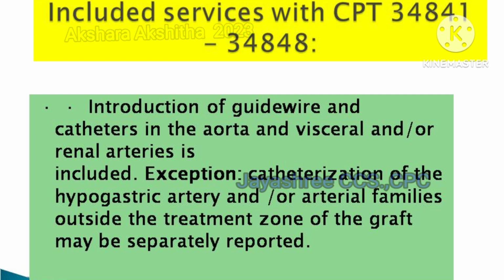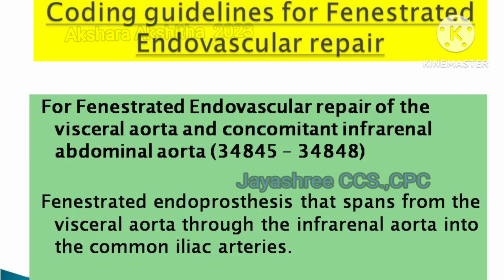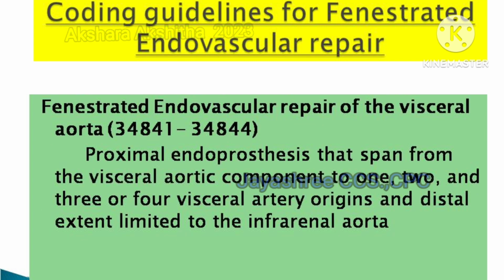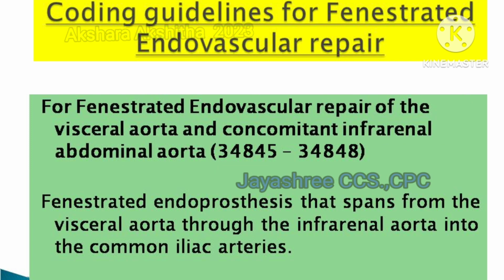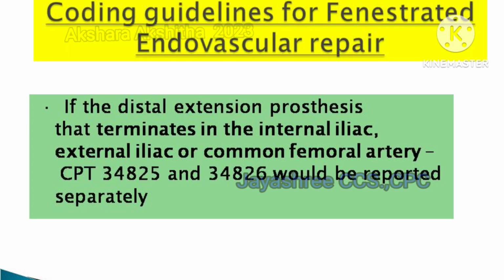Then I told you there are two sets of codes, one for the visceral aorta and another for the visceral and abdominal aorta. Both sets of codes are based on the number of visceral arteries. Then the next point is the proximal extension procedures CPT code, which we can bill separately with this CPT. Then the infrarenal component, maybe a fenestrated unibody device, we can also bill separately.